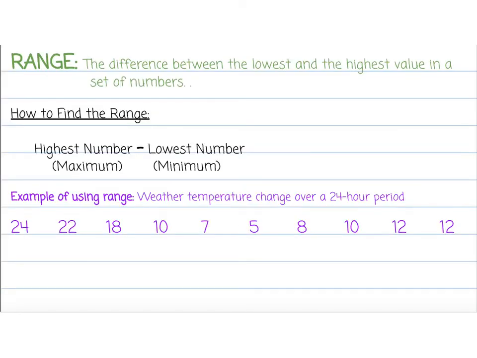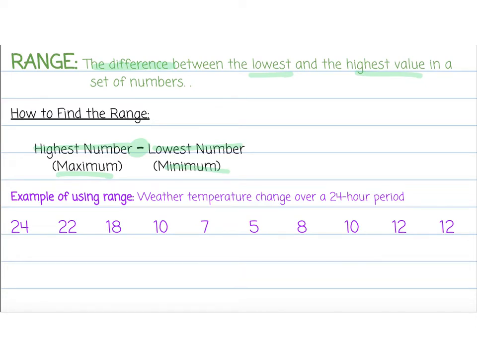So range then, range is the difference, and we know difference means subtraction, between the lowest and the highest value in your data set of numbers. So how we find the range is we take the highest value, or the maximum, and we subtract from it the lowest value, or the minimum. So here on this example of just the weather change in a 24-hour period, it's going up, it's going down, or what the temperature is. So maybe it was 24 degrees to 5 degrees.